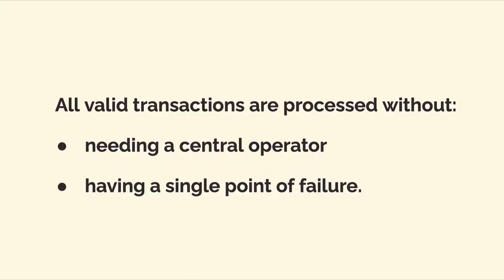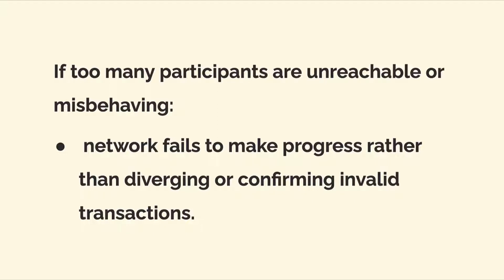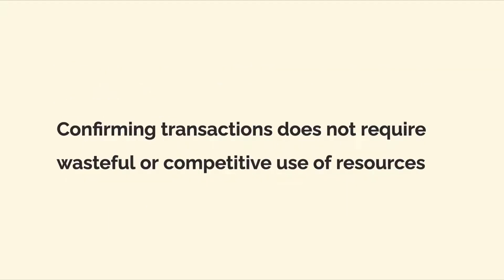All valid transactions are processed without having a single point of failure. The ledger can make progress even if some participants join, leave, or behave inappropriately, such as try to do something they can't or try to hack. If too many participants are unreachable or misbehaving, the network will fail to make progress rather than diverging or confirming invalid transactions. So thanks to the consensus protocol, we check transactions to make sure that they're valid, and therefore we don't add invalid transactions to the blockchain.